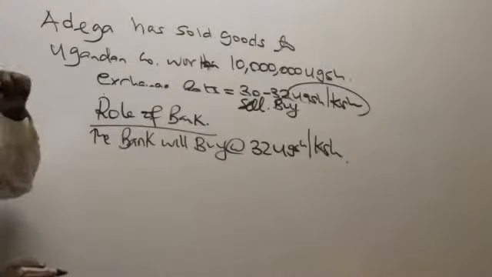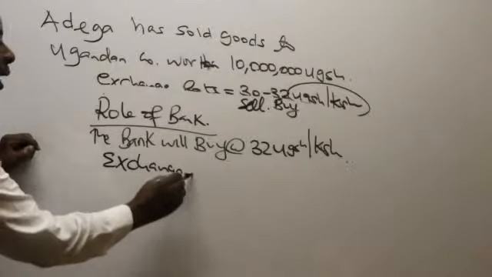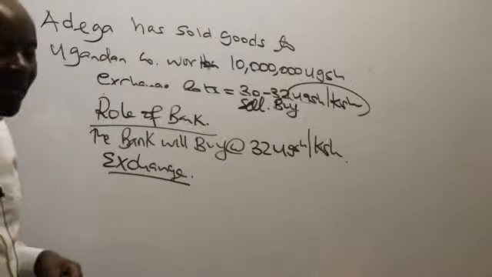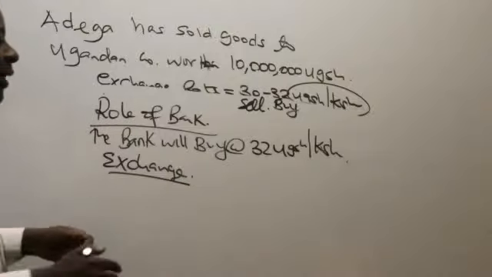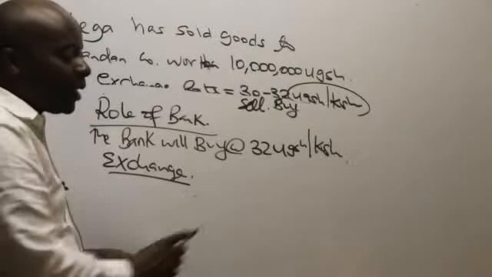Alafu sasa nataka unisikize vizuri. The next thing we shall do is to go ahead and exchange. To get an exchange, tunaandika kitu kimoja, at 32 Uganda shillings equals 1 Kenya shilling.